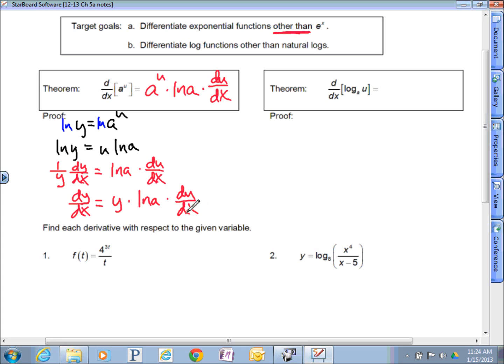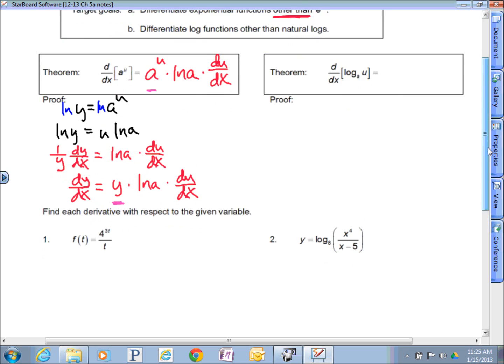So where does this formula come from? Well, the only difference is, here's a y, and we just put y back in. Y in the original problem was the same thing as a to the u. So I'm going to take the function itself times the natural log of the base times the derivative of the exponent. Well, it might take some doing. So let's go down and let's look at problem number 1. Let's put this in practice.